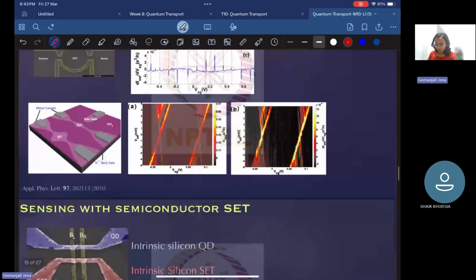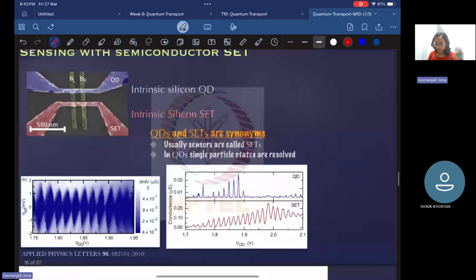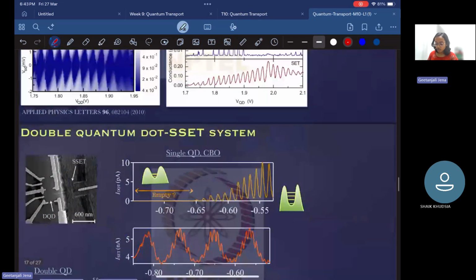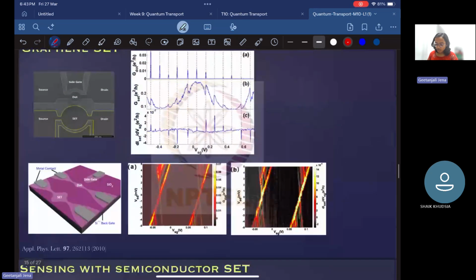So these are some of the examples of the SET that has been used for sensing the charge. One is graphene SET, another one is semiconductor SET, and I think the last one is double quantum dot SET. Let us just go through in brief what it says.